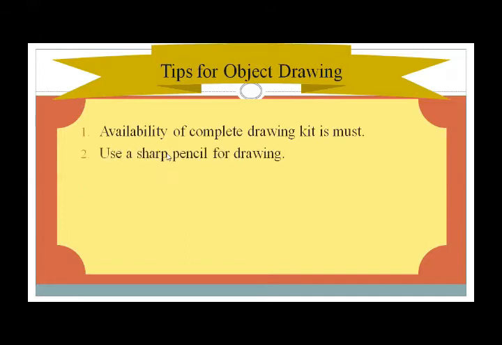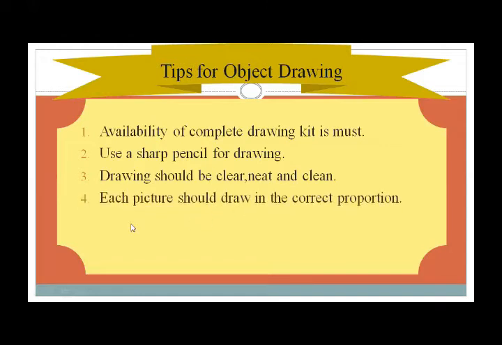Use a sharp pencil for drawing. The second tip for object drawing is to always use a sharp pencil while you draw any object. Drawing should be clear, neat and clean when you draw any diagram. So what you will do for drawing any clear, neat and clean object, you have to follow these tips. Got my point?